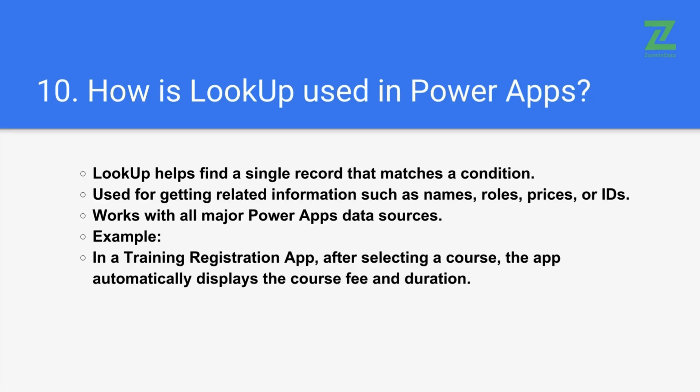How is LookUp used in Power Apps? LookUp helps find a single record that matches a condition. Used for getting related information such as names, roles, prices, or IDs. Works with all major Power Apps data sources. Example: in a training registration app, after selecting a course, the app automatically displays the course fee and duration.